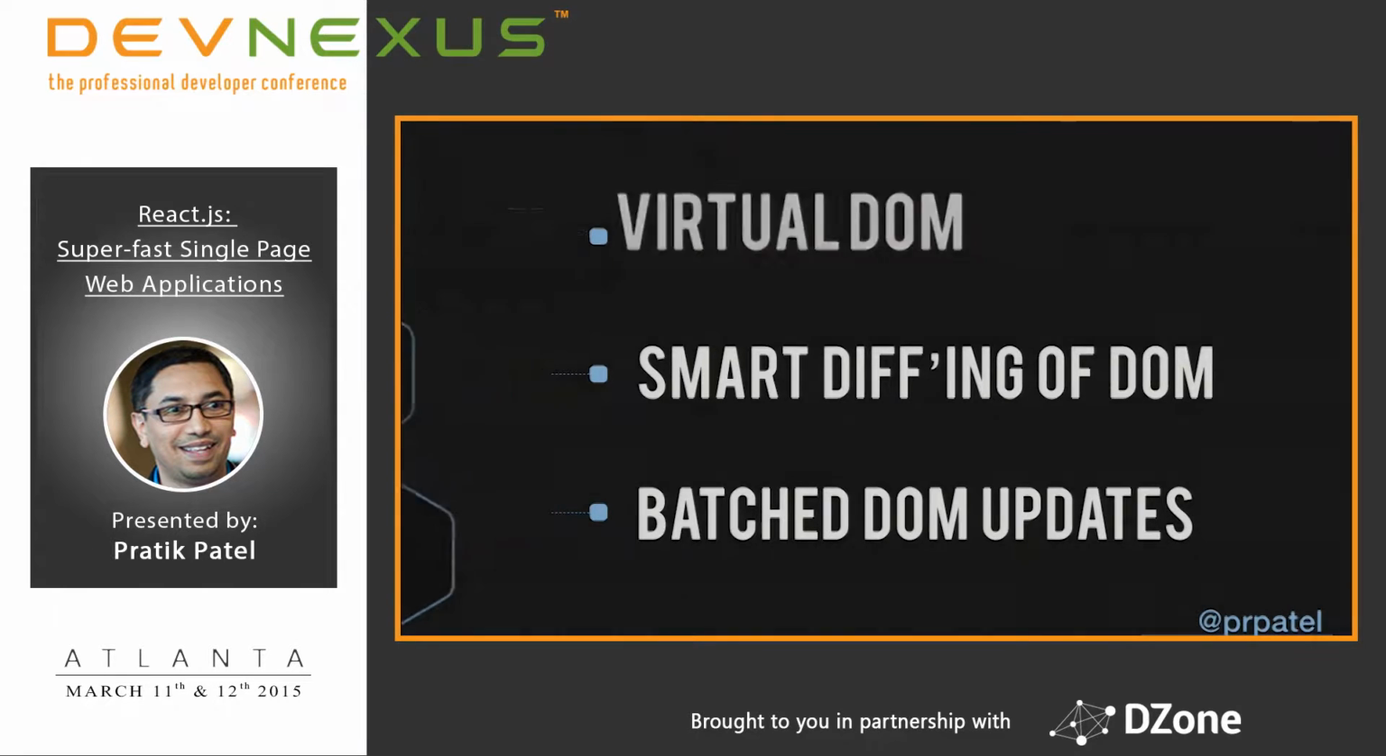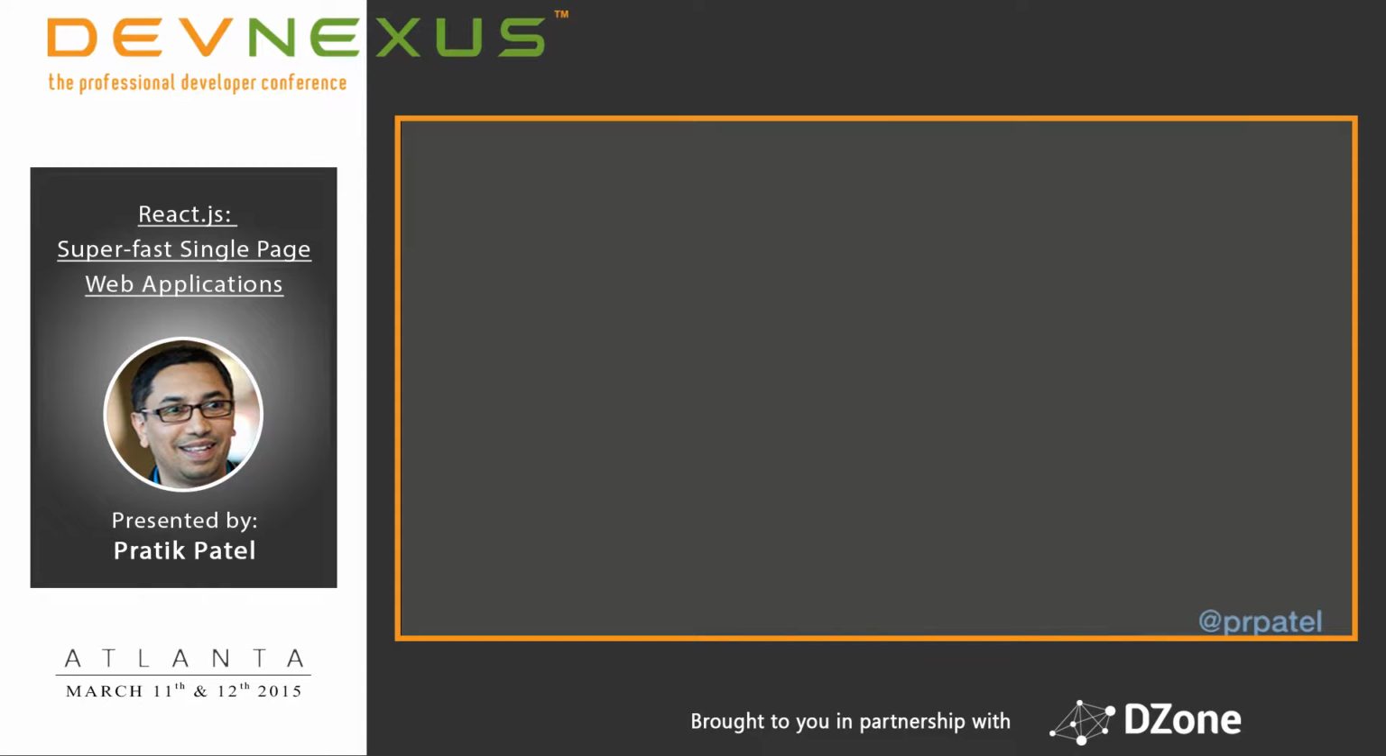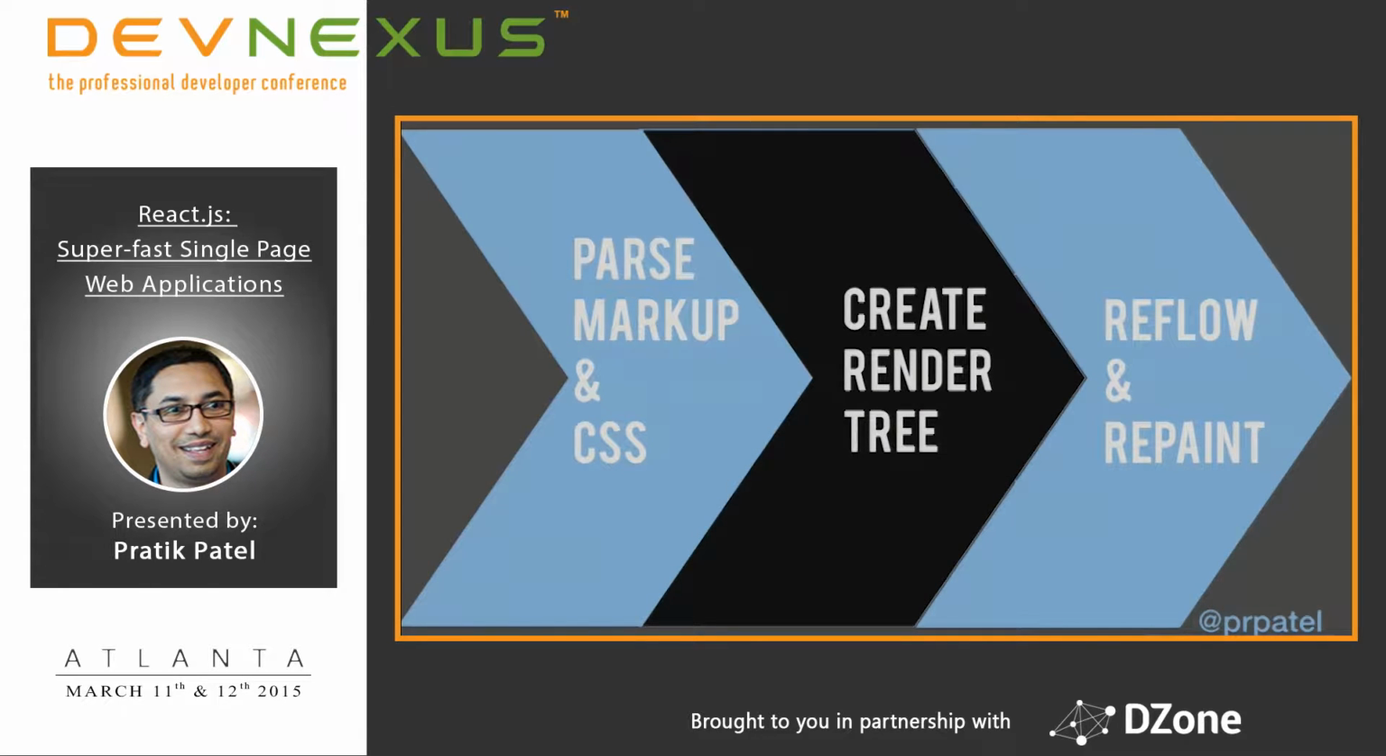Okay? So when we think about the typical web browser update, there are a few things that happen in terms of when you make a change, how does it actually go from the change that you're making to being shown to the user in the web browser window. So three basic steps. I'll simplify this a little bit, but there are three basic steps here. The web browser has to parse the markup and the CSS. It has to create a render tree based on the changes that you're making or whatever you're trying to show in your HTML, CSS, etc.